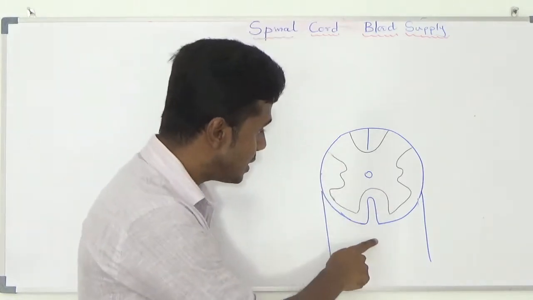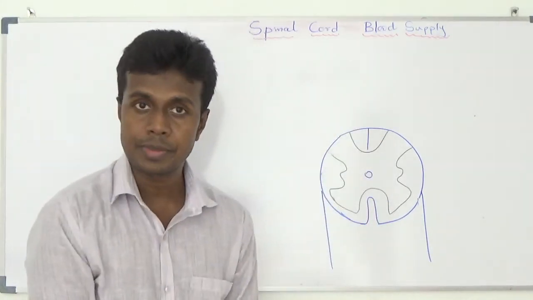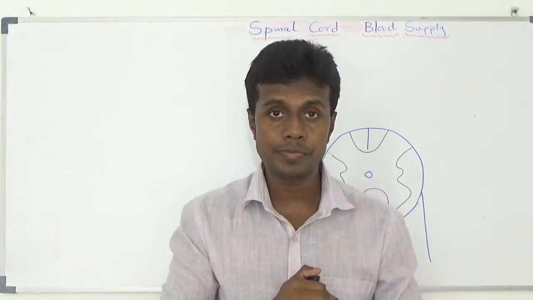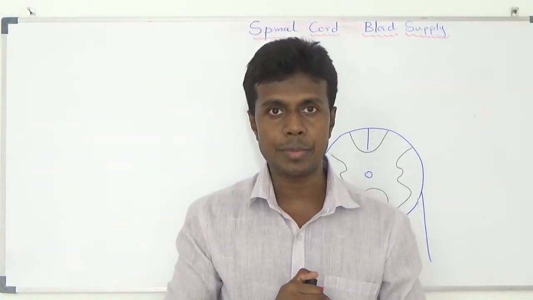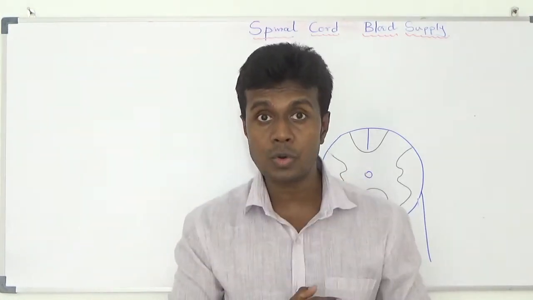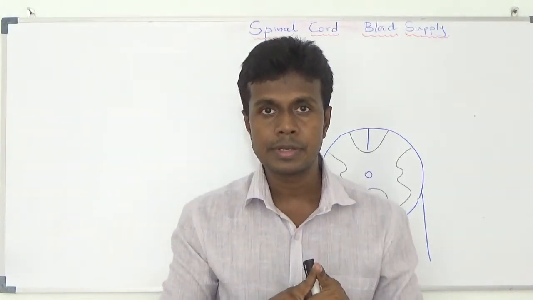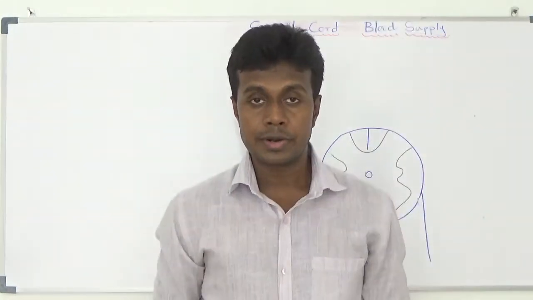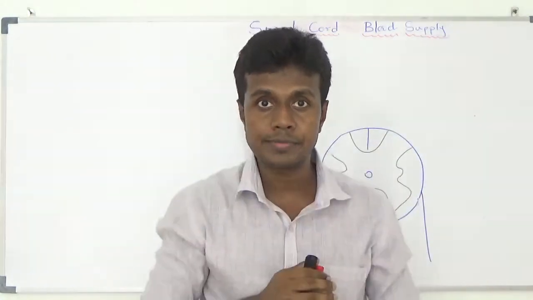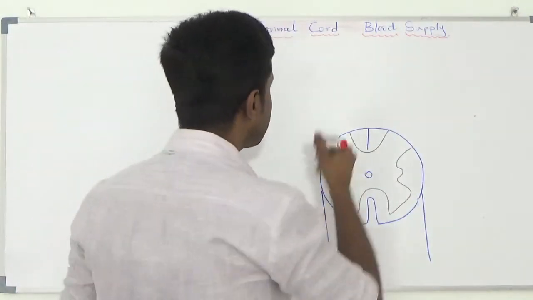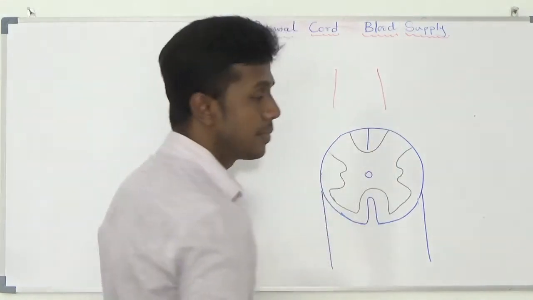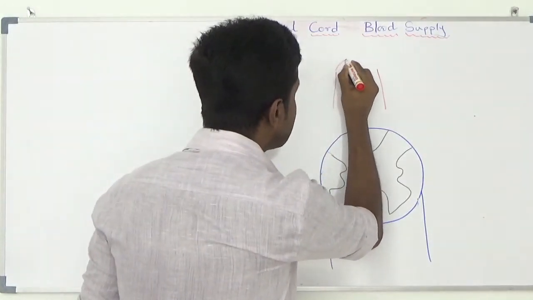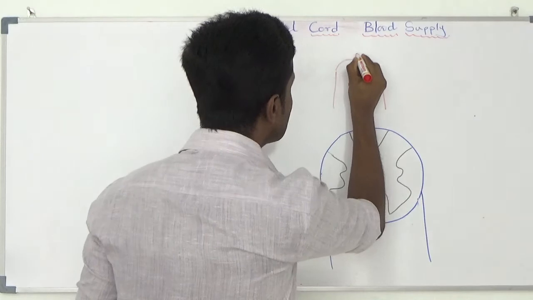This is my spinal cord, this is the anterior side, this is going to be the posterior side. My spinal cord arteries arise from the posterior circulation of the brain. The posterior circulation of the brain is produced by the vertebral arteries. In the anatomical position, my vertebral arteries travel through the transverse processes and enter into the brain. These are my 2 vertebral arteries. After that, they unite together and produce the basilar artery.